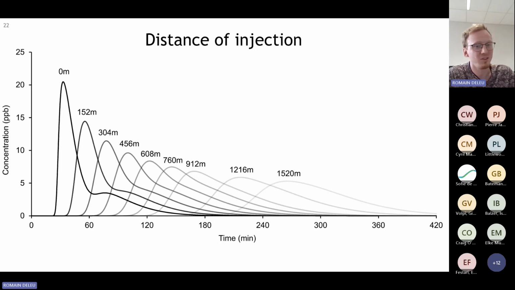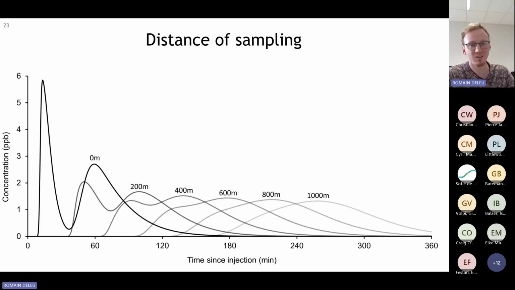This is the same for the distance of sampling, so the distance at which we place our fluorometer downstream. If we place it at 0 meter, so at the confluence, we get a clear double peak. And if we place it further downstream, the double peak becomes merged into one single peak, until at 800 meters we do not have any sign that there is a double peak, in fact.